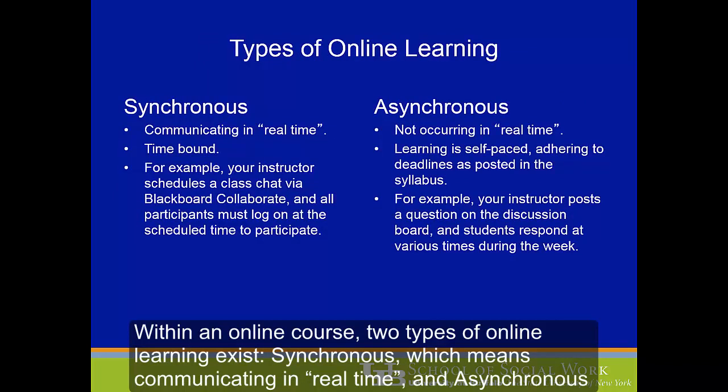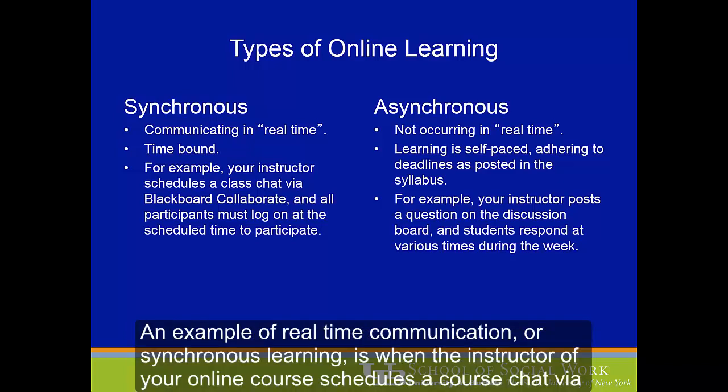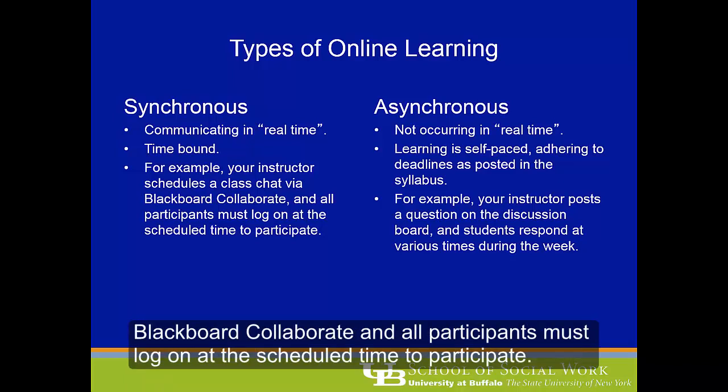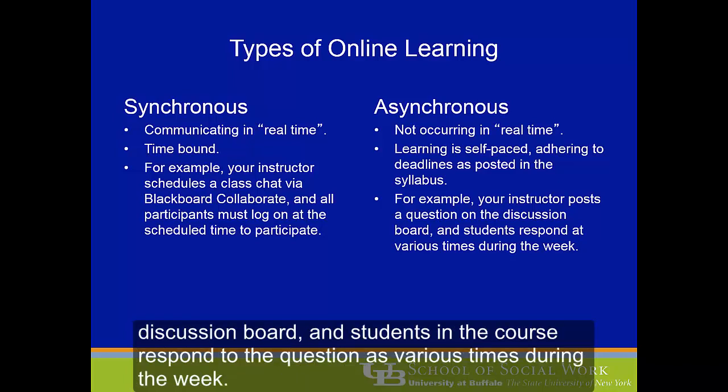Within an online course, two types of online learning exist. Synchronous, which means communicating in real time, and asynchronous, which means not occurring in real time. An example of real-time communication or synchronous learning is when the instructor of your online course schedules a course chat via Blackboard Collaborate, and all participants must log on at the scheduled time to participate. An example of asynchronous learning is an instructor-facilitated discussion board post. Your instructor may post a question on the course discussion board, and students in the course respond to the question at various times during the week.